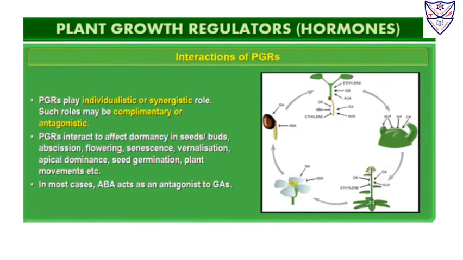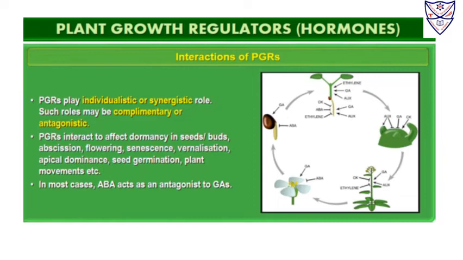Now, let us try and understand the interaction of all these plant hormones. These hormones play individualistic as well as combined roles in growth. Such roles may be complementary or antagonistic. Antagonistic means they may cancel each other's action. The plant growth regulators interact to affect dormancy in seeds, abscission, flowering, senescence, vernalization, apical dominance, seed germination, plant movement, etc. In most cases, abscisic acid acts as an antagonistic substance to gibberellins.